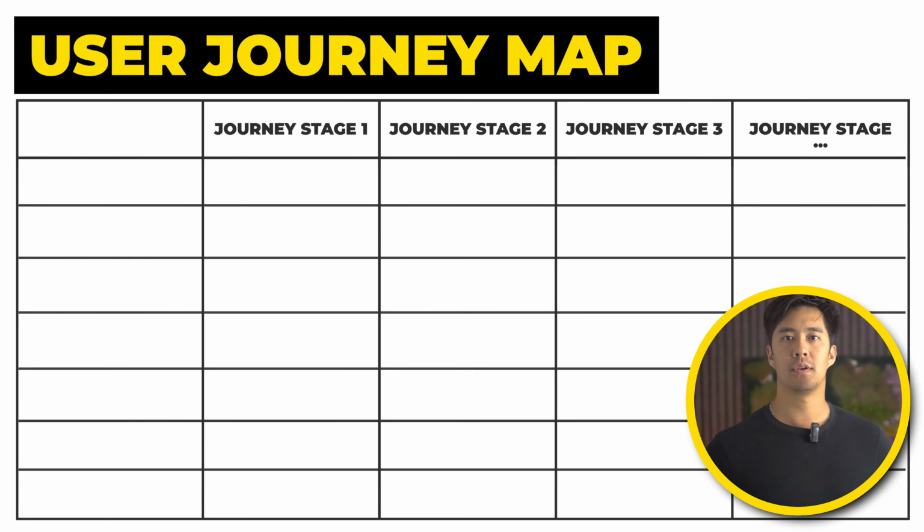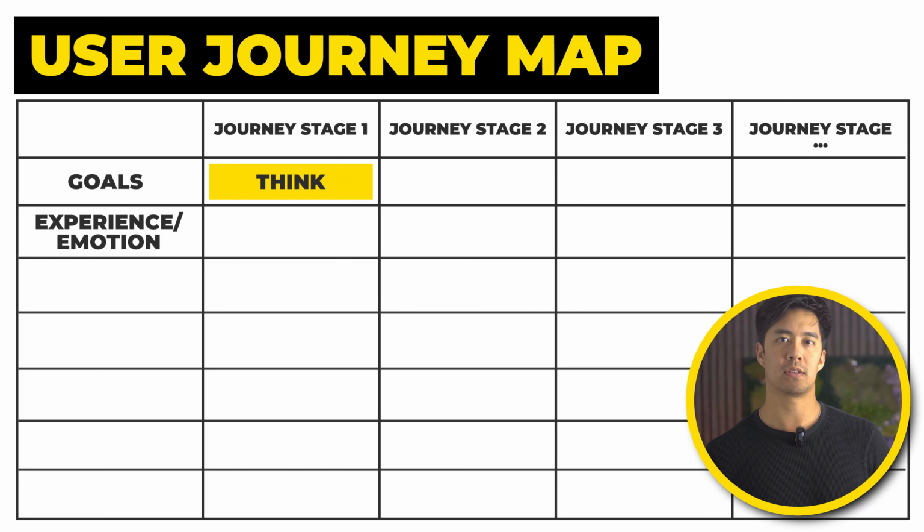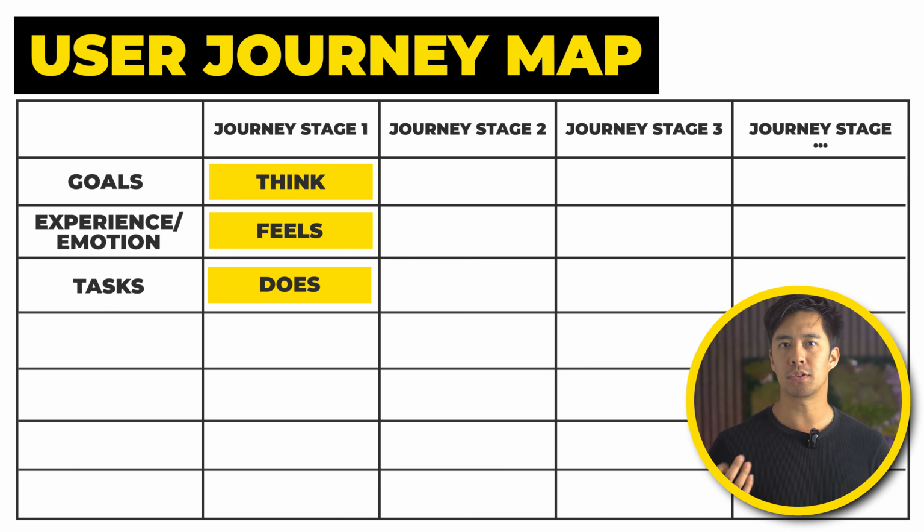For the rows, we have different elements. All journey maps have different things, but I've included 7 main elements, starting with the goals of each stage or milestone. And that's the first row. Then you have their experience, emotions. How are they feeling at each stage? Then we have tasks. What does a user have to do during each stage? The next row, tools. What are they using? Then what are they saying?